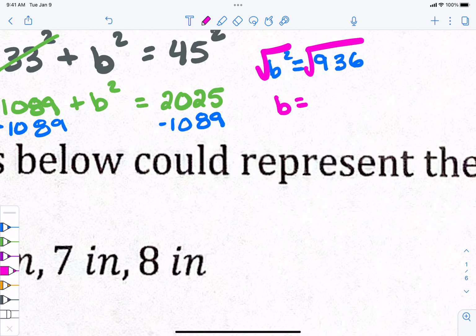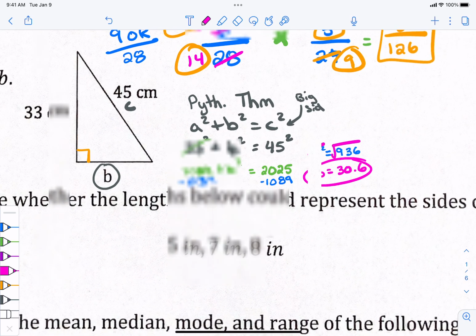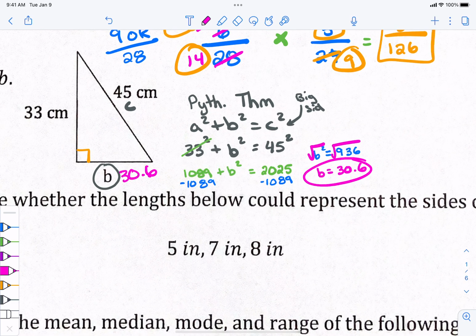30.6? About 30.6. Okay, now let's check to see if that seems reasonable. I'm going to go up here. 30.6, which has to be my longest side? 45 has to be longest. So if I got a number bigger than 45, I probably did it wrong, right? Okay, 30 seems about reasonable. The other one was 33, so that's fine.